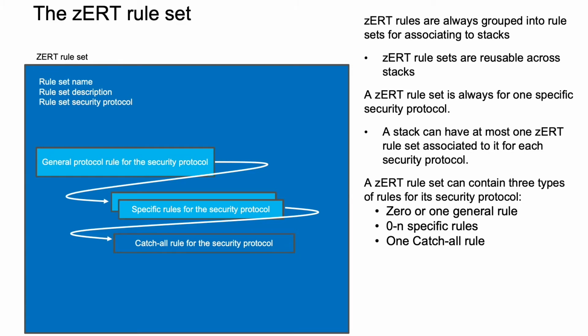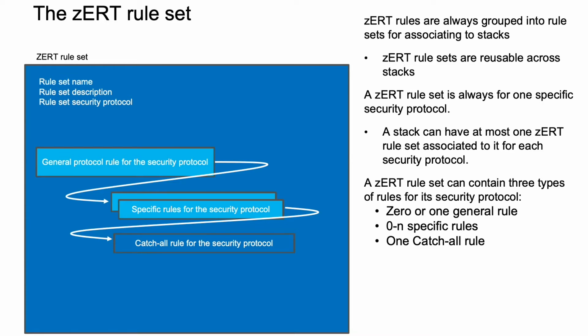All right, the next most important object is the ZERT rule set. The ZERT rule set is an NCA container that helps users organize rules in a hierarchy and then to share that organization across stacks. ZERT rules are always grouped together into rule sets for associating to stacks, and ZERT rule sets are reusable across stacks. A ZERT rule set is always for one specific security protocol. A stack can have one ZERT rule set associated to it for each security protocol, which means that the maximum number of rule sets that can be associated to a specific stack is 4.